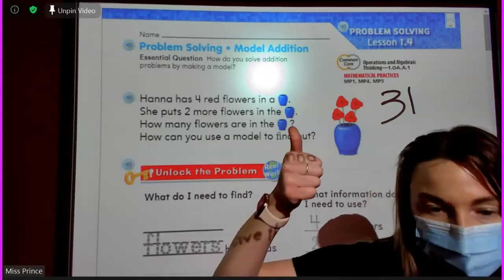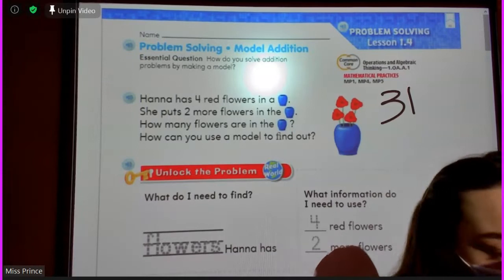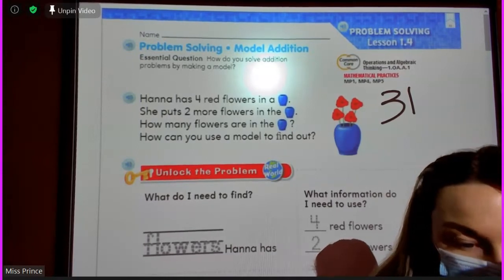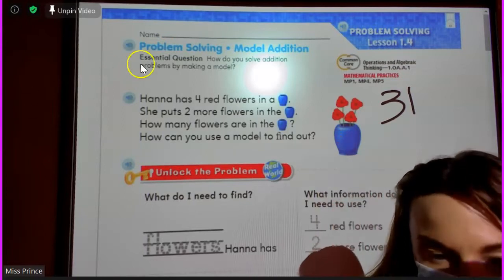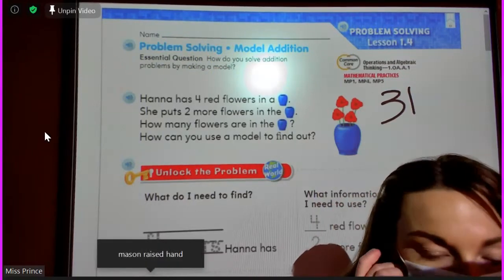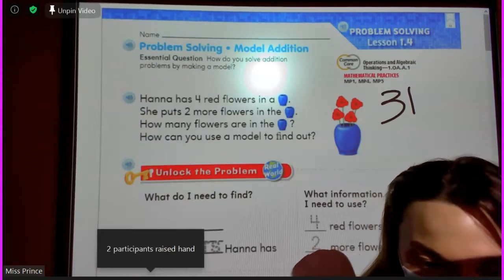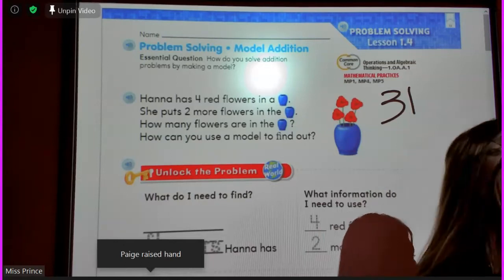Elijah, are you guys ready with page 31? This is lesson 1.4. I'm going to look for your hand raise button. Okay, thanks, Elijah. Good job, Mason. And now Paige. Good job, Paige. All right, my friends online are ready. My friends in the classroom are ready.